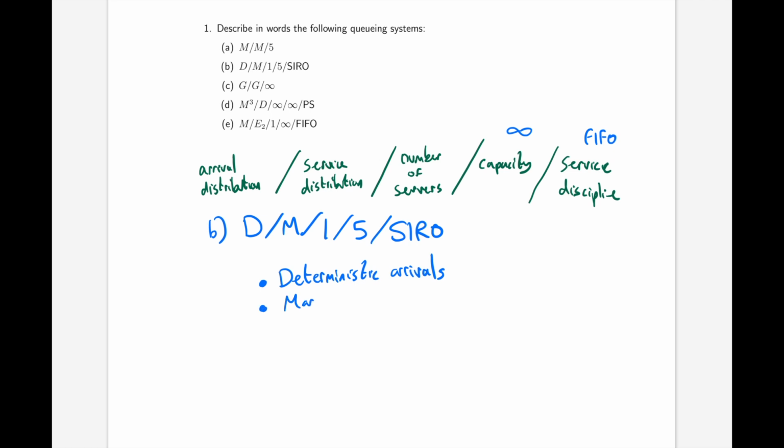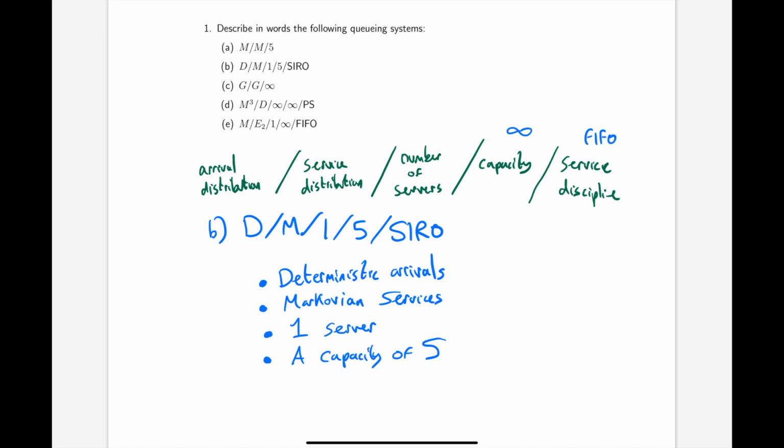We have Markovian services, 1 server, so a single server, a capacity of 5, and that capacity is the system capacity. So if there's 1 server and a system capacity of 5, that means there's room for 4 people to queue. And a service discipline of 0, which stands for service in random order. So of the 4 people who are queuing, we decide who's going to enter service next randomly.